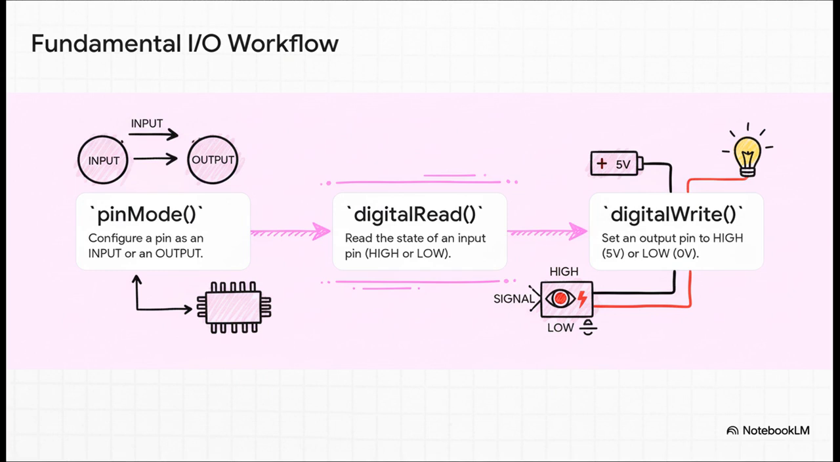Then, once your main loop is running, you'll use digital read to check if an input pin is high or low. Or you'll use digital write to command an output pin to be high, which is 5 volts, or low, which is 0 volts. That's it. Set it up, then read or write.